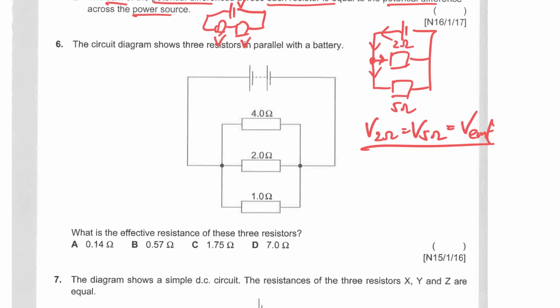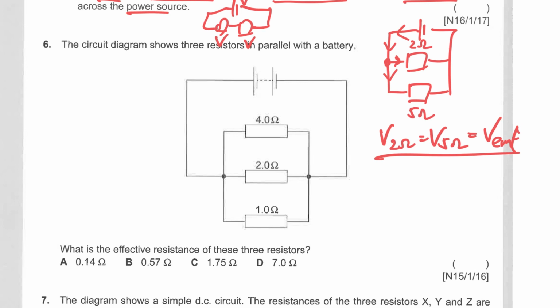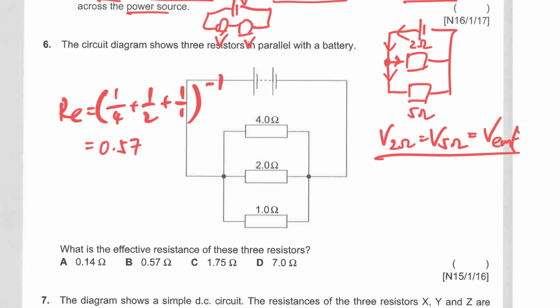For question number 6 here, take a look. This is very simple. Basically, to find the total effective resistance, I will just apply the formula (1/4 + 1/2 + 1/1) to the power of minus 1. Remember to invert back and you get the answer 0.571. So rounded off it is 0.57 ohms. So the answer is B.